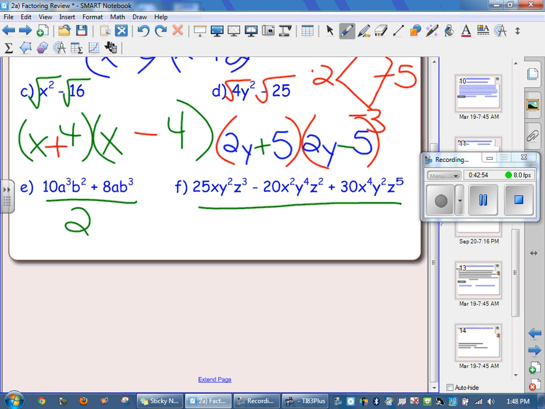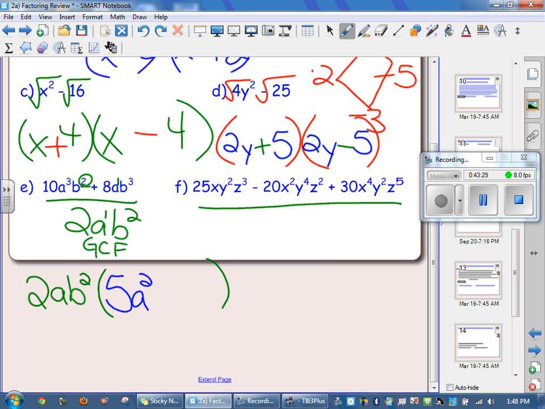Okay, that needs to go on the outside of a bracket, and the inside is going to be the answer of when you divide them. So 2ab squared is outside, open a bracket. Now we're going to divide them. 10 divided by 2 is a 5. Subtract the exponents. So a3 subtract a1 is an a squared. b2 and b2 cancel. No b's left with that one. 8 dividing by 2 gives me a positive 4. a1 and a1 cancel. b3 subtract b2 gives me a b exponent 1.